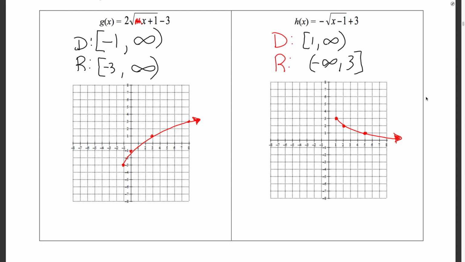If I was to put in, let's put in a 10. What's 10 minus 1? Square root it. 3. Throw a negative in front of it. Negative 3 plus 3 is 0, right? Okay. But what if I put a 26 in there? 26 minus 1 is 25. Square root, negative 5 plus 3.